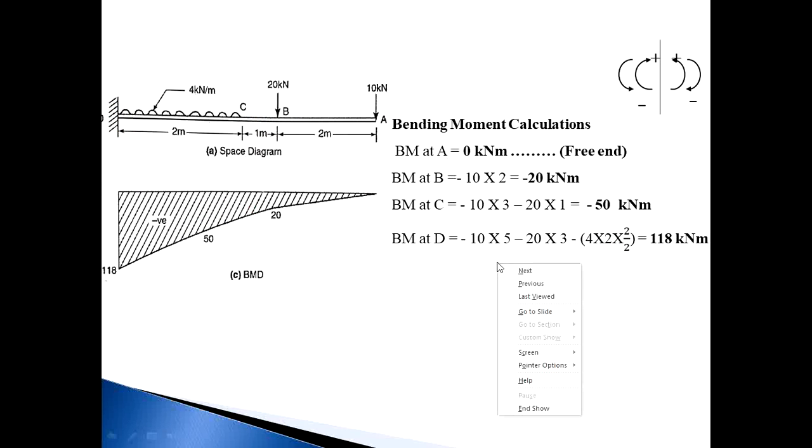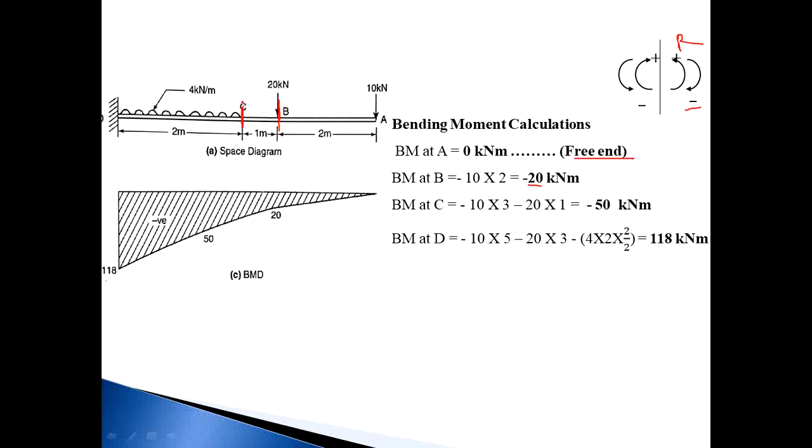Then next, the BM diagram or BMD for the cantilever beam. Bending moment, first of all sign conventions: consider the right side, anticlockwise moment positive, clockwise moment negative. So bending moment at A is equal to 0 because that is a free end. Then next, bending moment at B, mark a section at point B. The number of forces on the right side is now 1, that is 10 kilonewton. With respect to B, that 10 kilonewton force generates a moment and the direction will be clockwise, and clockwise moment is minus. Perpendicular distance from point B is 2. So minus 10 into 2, that is minus 20 kilonewton meter.